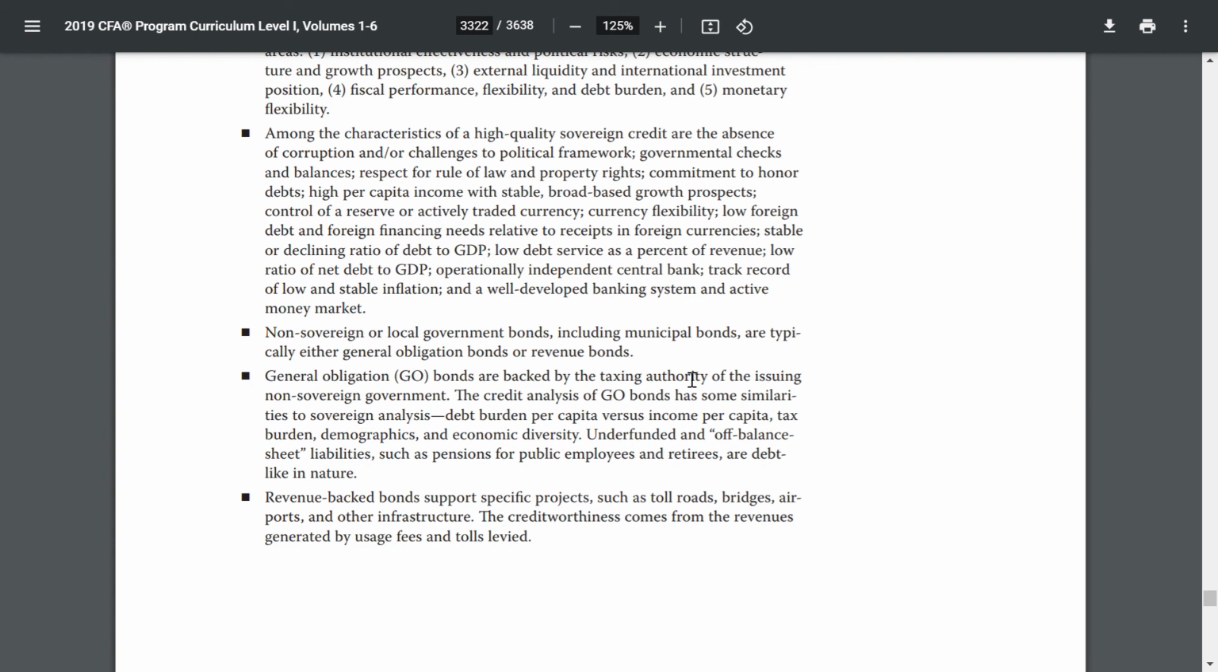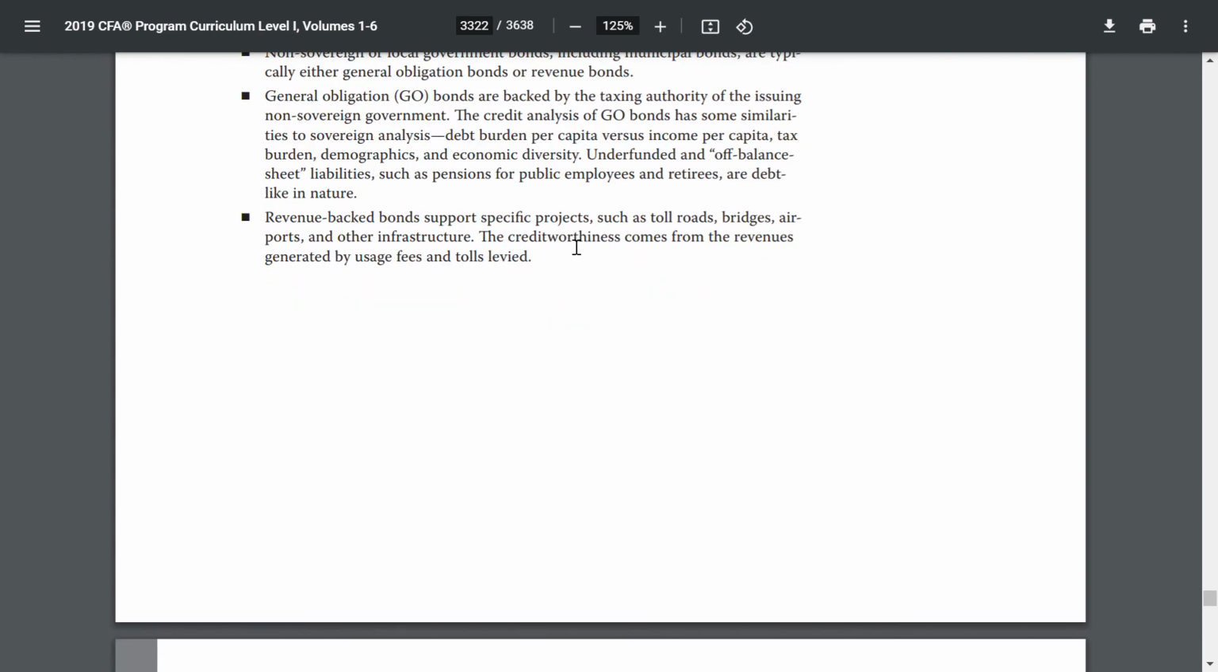Okay. Anyways, factors include debt burden per capita versus income per capita, tax burden, demographics, and income diversity. Underfunded off-balance sheet liabilities such as the pensions for public employees and retirees are debt-like in nature. Revenue bonds support specific projects such as toll roads, bridges, airports, and other infrastructure. The creditworthiness comes from the revenues generated by the use of fees and tolls levied.